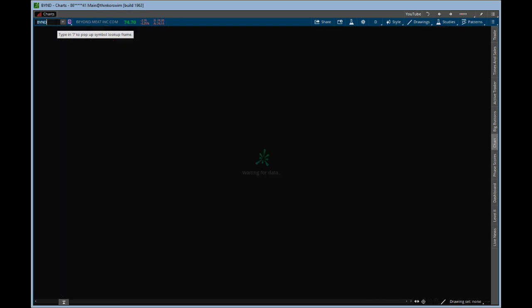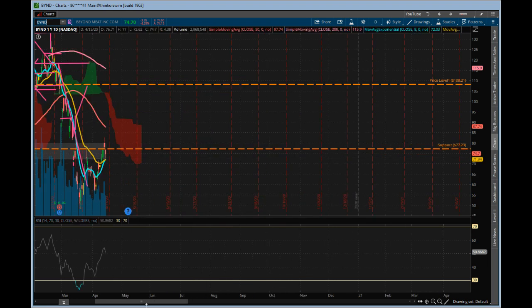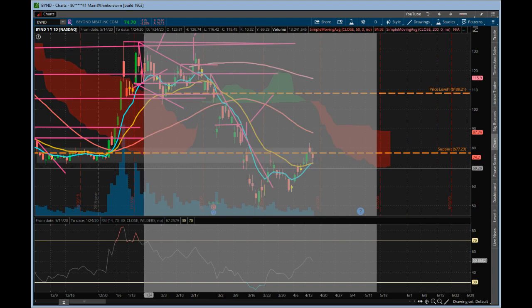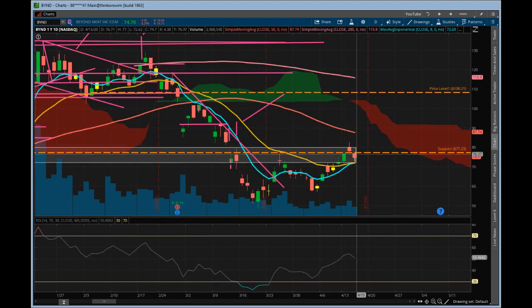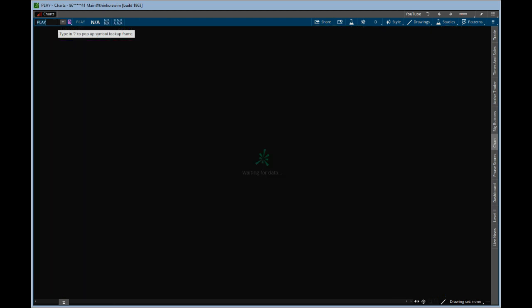Beyond. Still in this congestion zone from back here, that range zone. So it's kind of, it loves this level. Beyond is just like a $75 stock, just loves being there. So I don't know. It needs some more action to get above it. At least the breakout candle would be good over yesterday's high. And then play. Hey, dude.